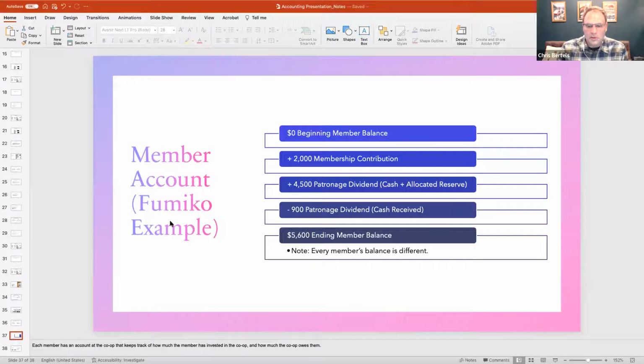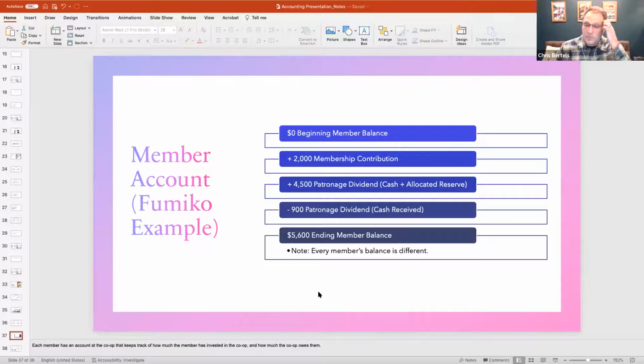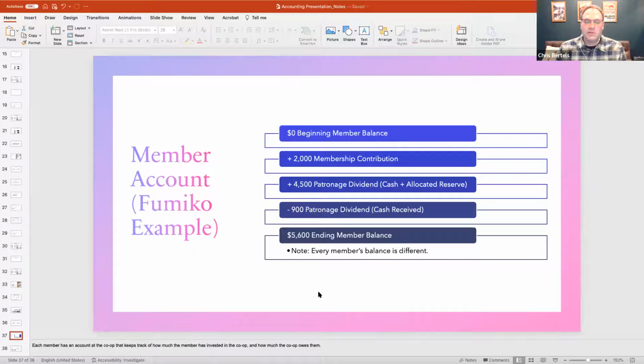That's the one. So the reserves that the co-op is holding for her, keeping track of on her member account, says it's $5,600. So she decides to leave. She's going to get a check, hopefully, for $5,600. But she gave $2,000 of her own money at the beginning, so therefore her taxable amount would be the $3,600 balance. Is that correct?